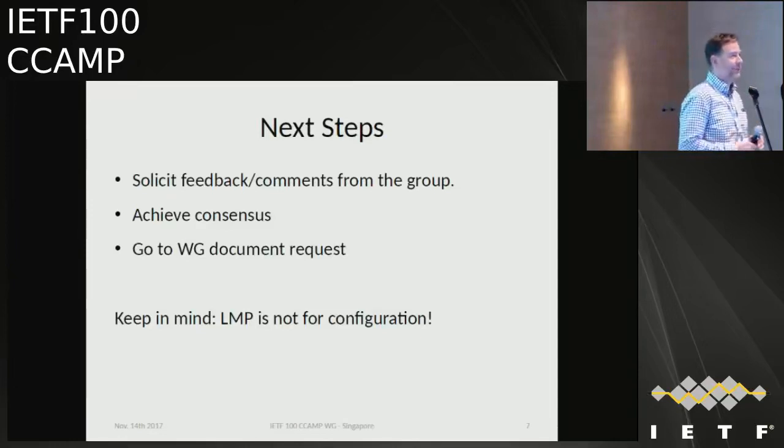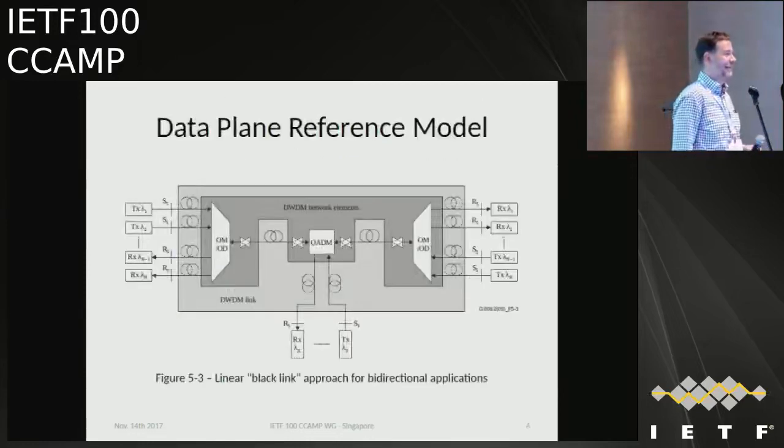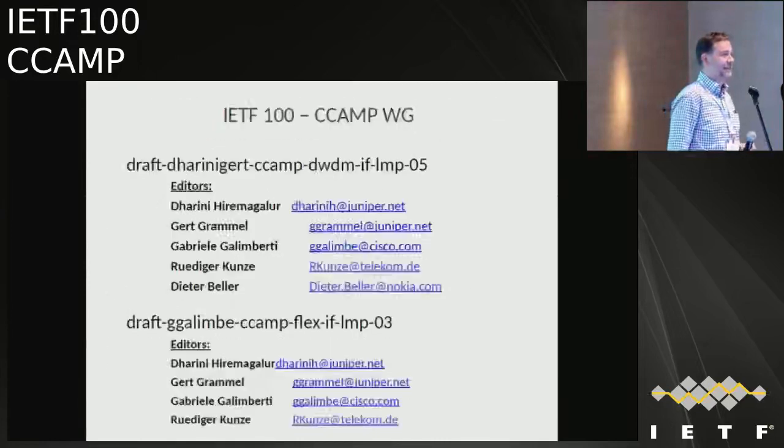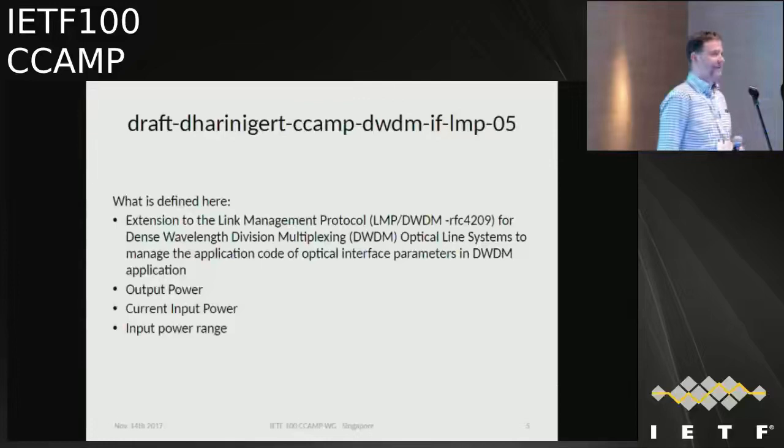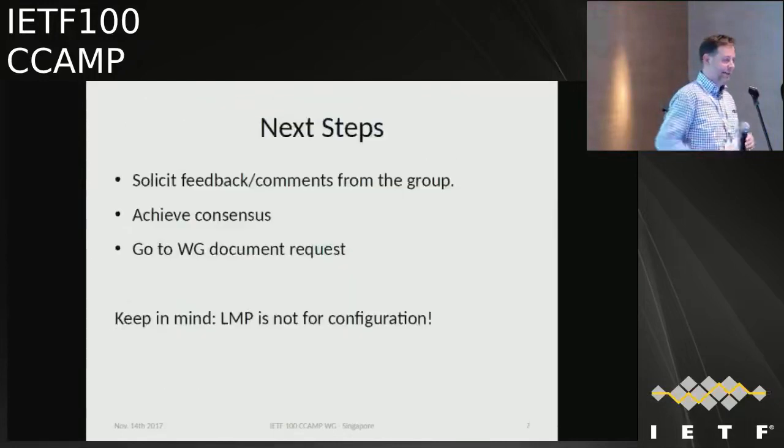Okay. Dieter, Nokia. I have a question regarding the new parameters that you introduced, the max polarization power difference and the max polarization skew difference. I didn't find definitions of those or references to definitions of those parameters. You will probably see them in the next ITU-T G.698.2 that is coming. Okay, so please add them.